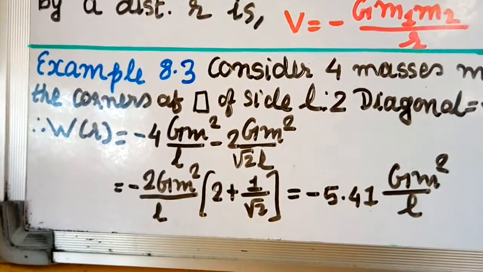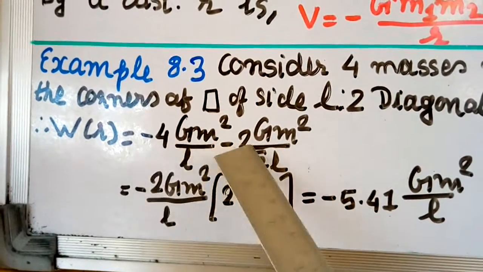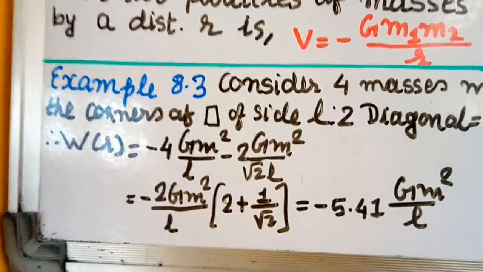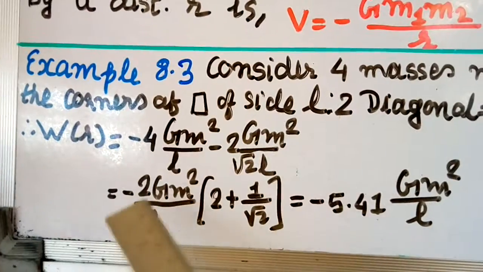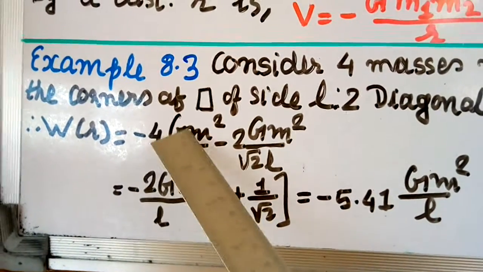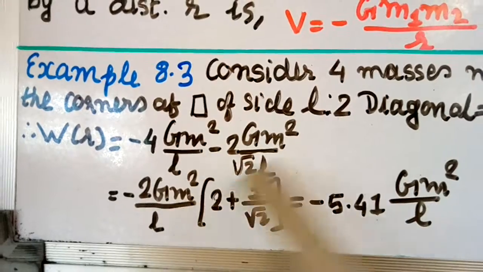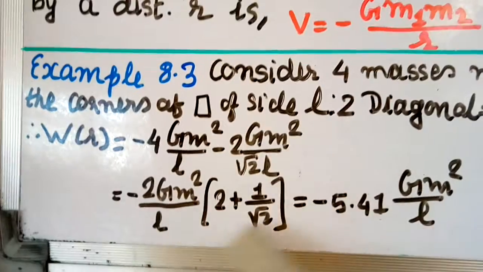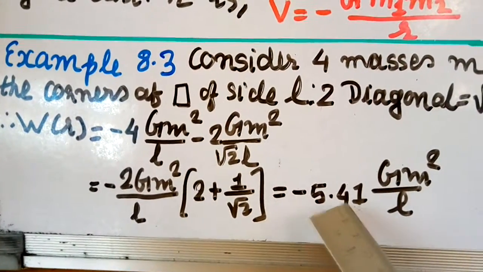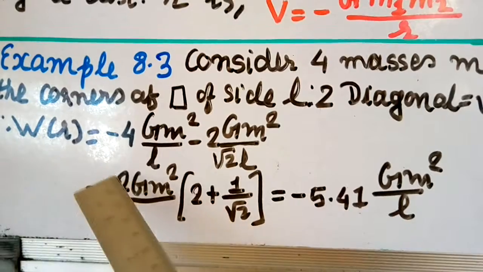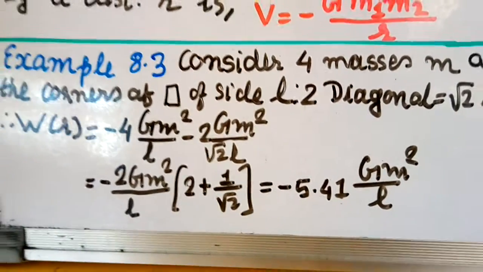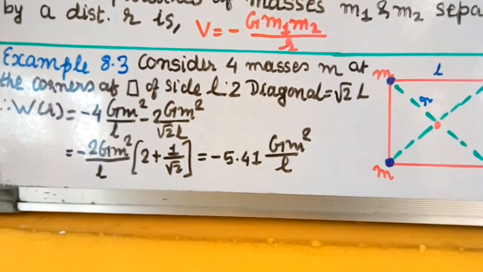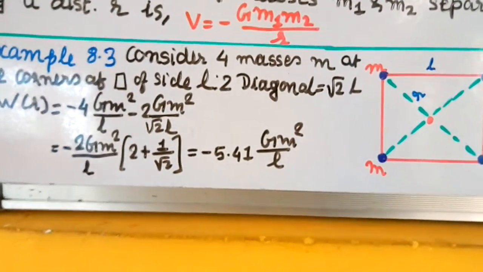Now we can take common here. G M square is common, and of 4 and 2, we can take 2, and both are negative, so negative, and the denominator L we can also take as common. So I am taking from these two terms minus 2 G M square by L. Here remains 2 plus, and here remains 1 by root 2. If you simplify this, the value is 5.41, and that is negative, and this G M square by L as it is. So you get the answer, the potential energy, as minus 5.41 G M square by L. So that is the first part.